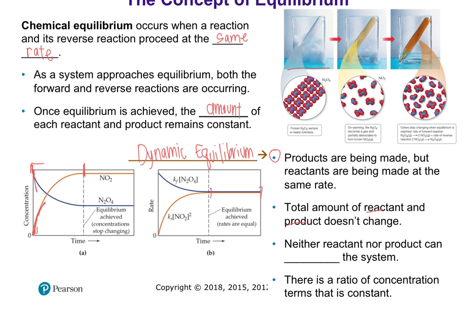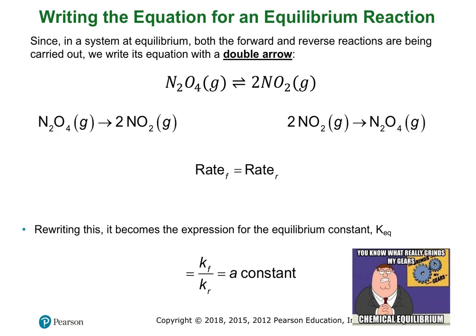For us to reach equilibrium, we cannot have any of our reactants or products leaving the system. They cannot escape, because then we are not maintaining that concentration, and then the concentration can't be constant.